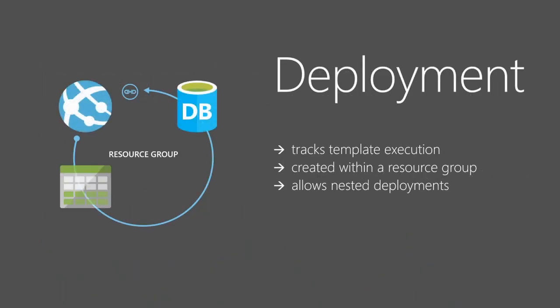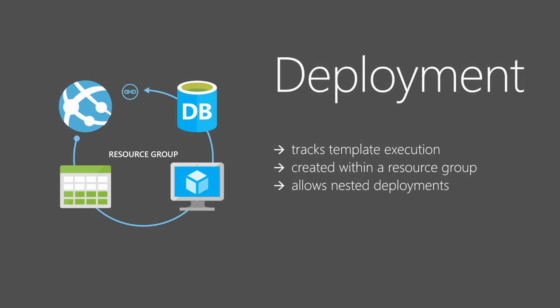With that in mind, let's talk about what a deployment is. A deployment is an entity which tracks template execution. What does this mean? I create a resource group. I then create a deployment in that resource group, and that deployment tracks executing, compiling, and then provisioning of all the resources defined in a template. This deployment always exists in one and only one resource group, because a deployment is actually a resource, just like all those other resources.